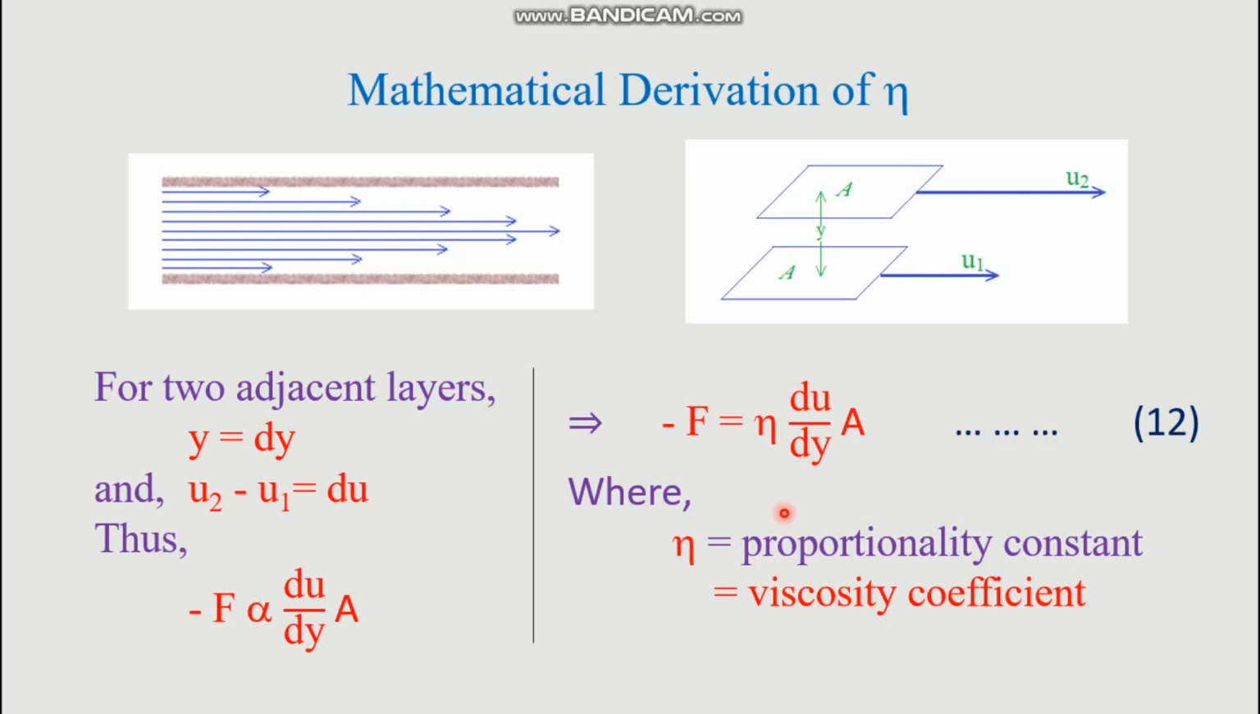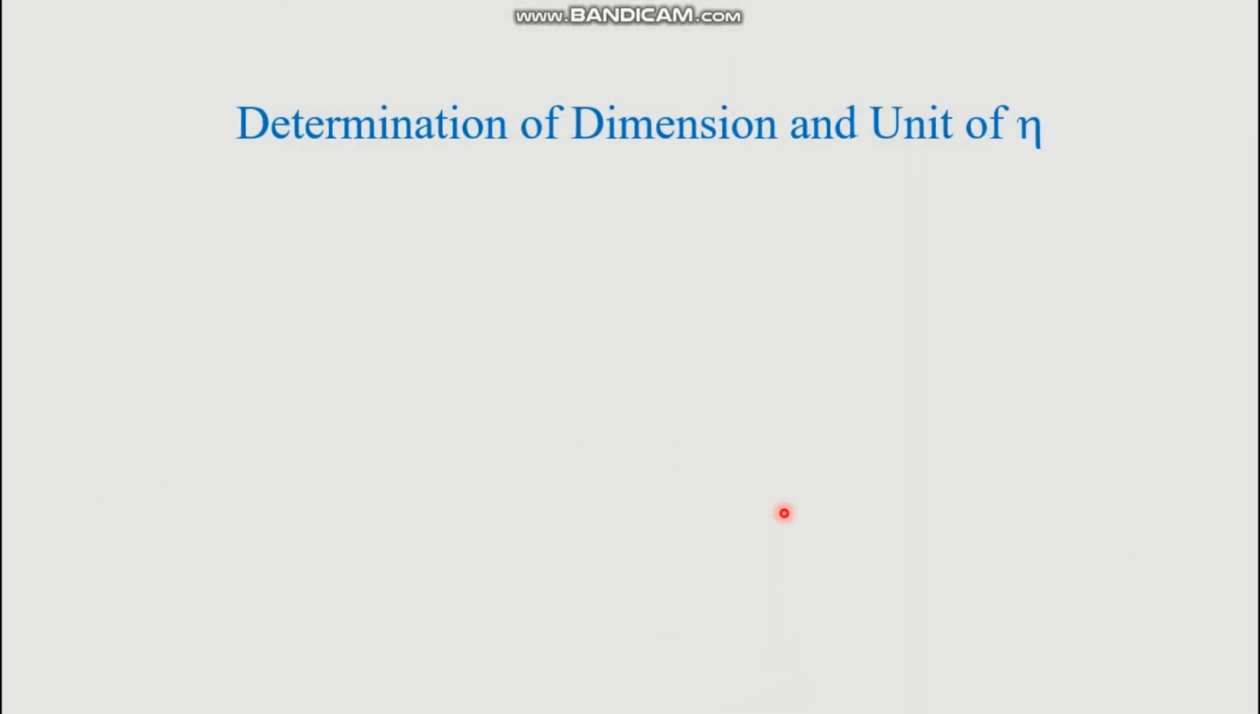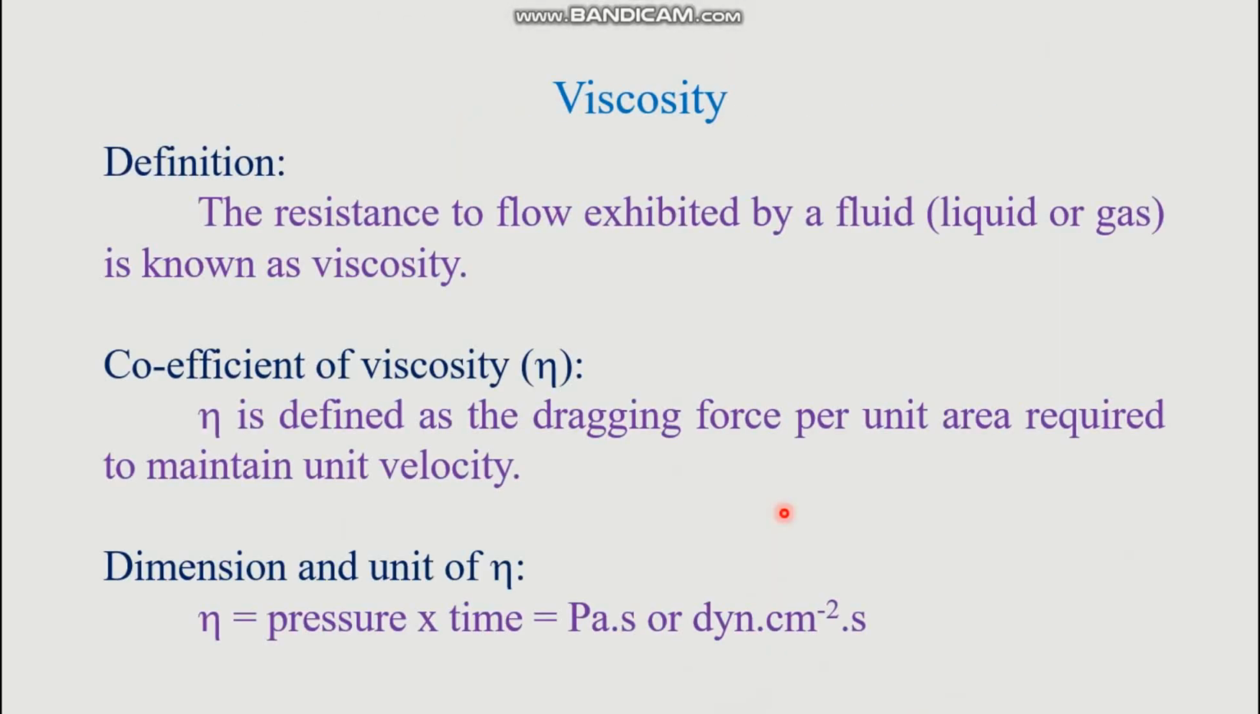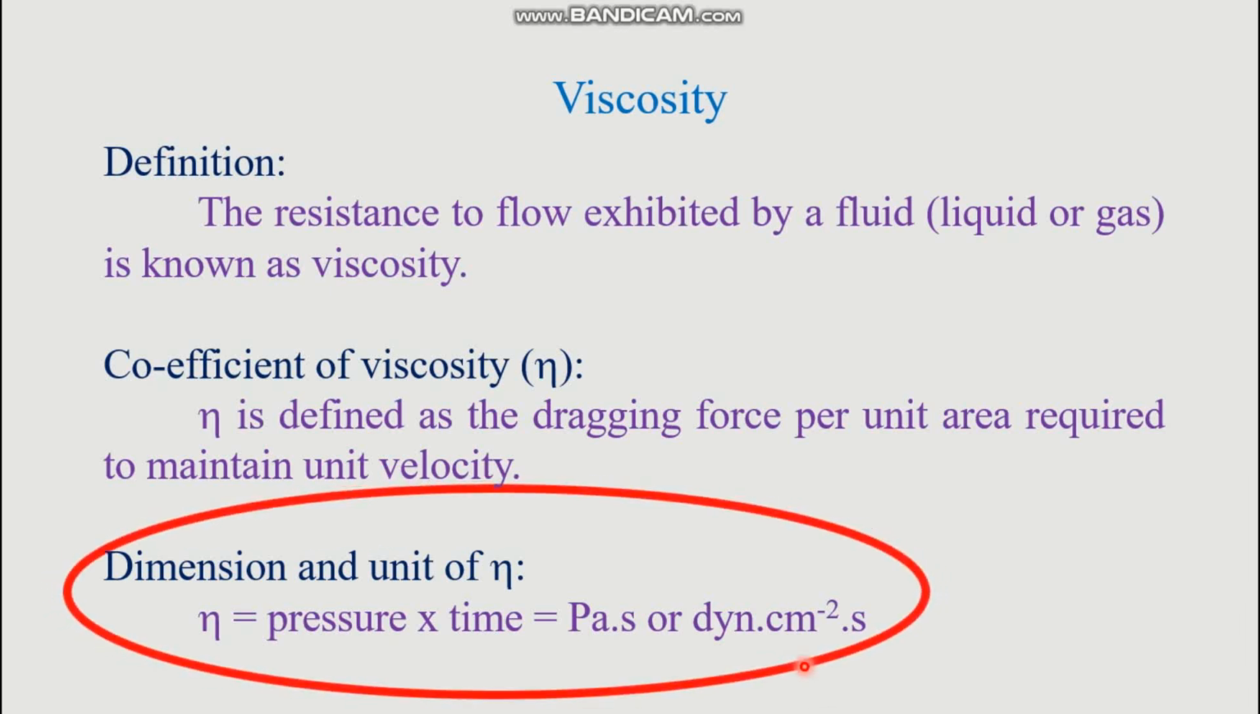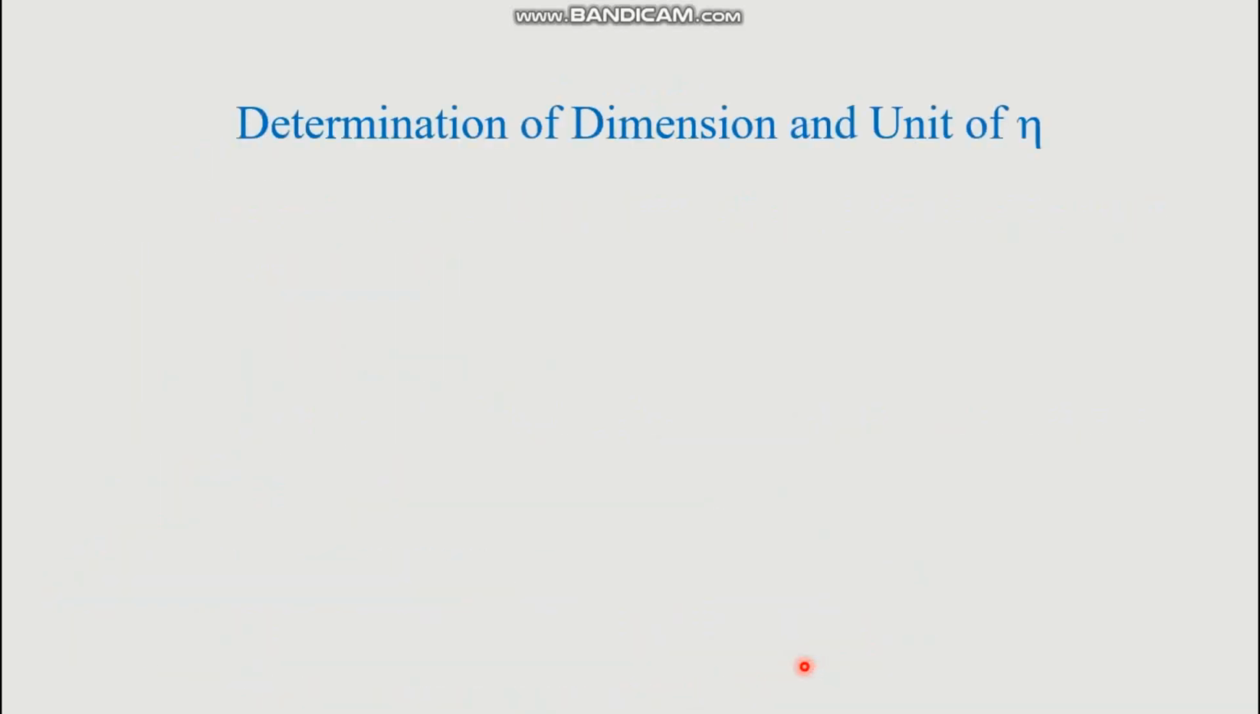And from here we can also get the dimension and unit of eta. Look at the previous slide, where we defined viscosity. The dimension and unit of eta had already been mentioned. So eta has the dimension of pressure into time, that is Pascal second, or dyne per centimeter squared into second. Remember this slide?